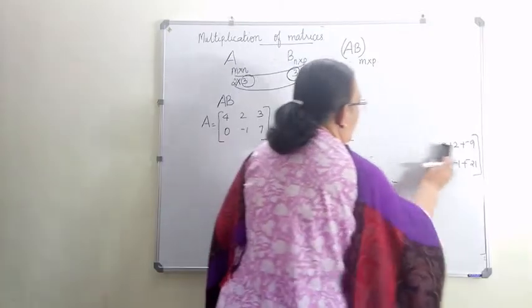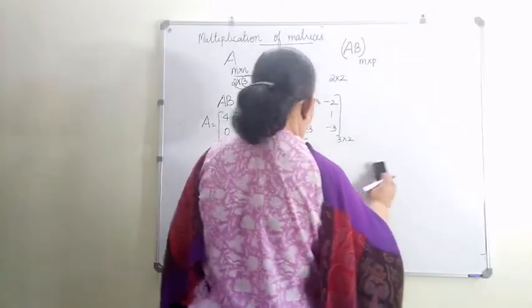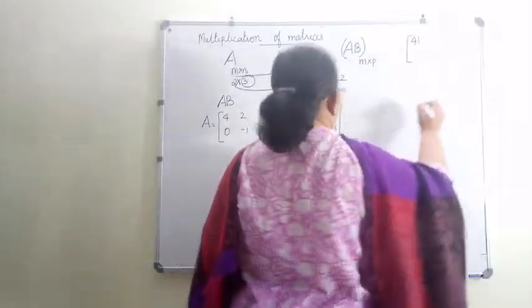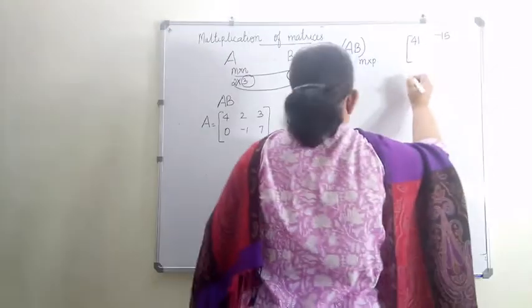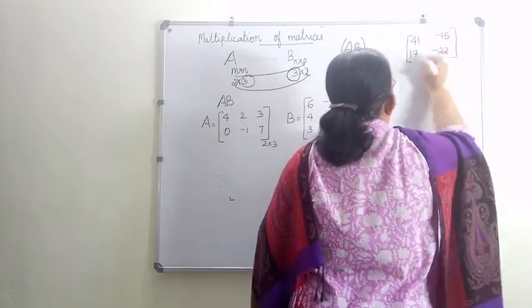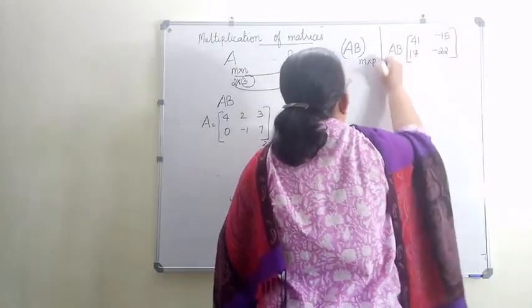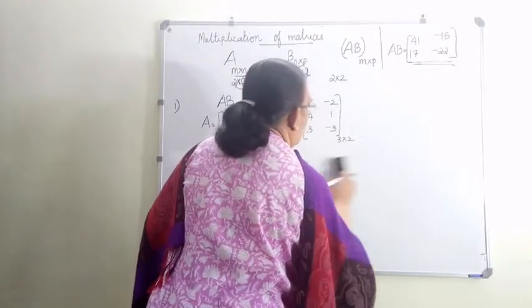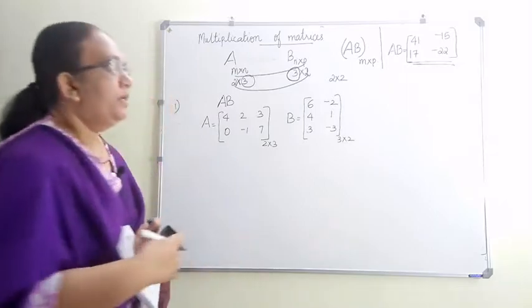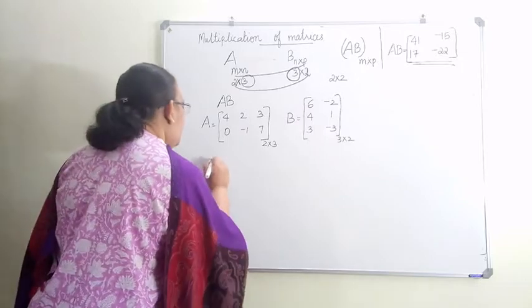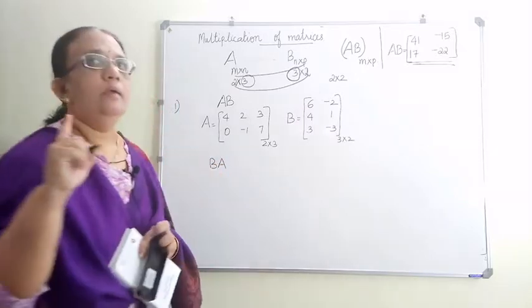The same question I am asking you. Let us write the answer somewhere. AB is 41, negative 15, 17 and minus 22. This is AB. Now, some students may ask, can you find out only AB? We can find BA also, but the condition should be applicable.